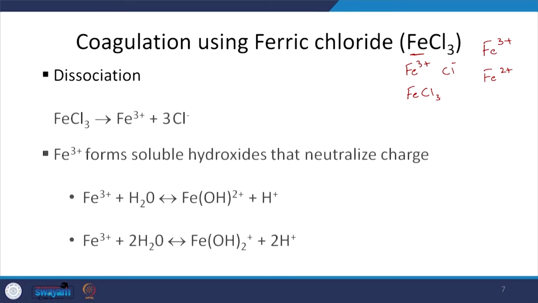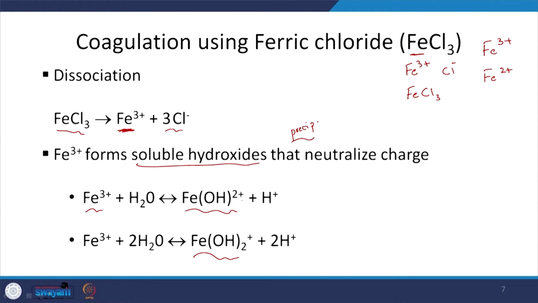So when I add it to water, what will happen? Dissociation or dissolution into Fe3+ and 3 Cl minus. But we know that Fe3+ will not stay as Fe3+, but will form soluble hydroxides or it will precipitate out. So again, same case as aluminum, that is what you see: you have the soluble complexes being formed here.